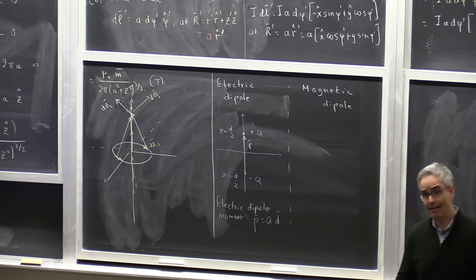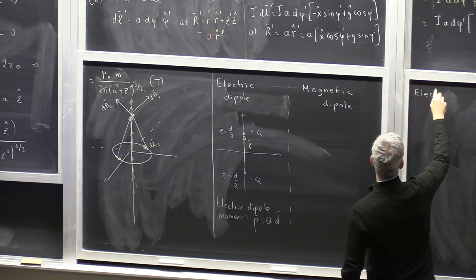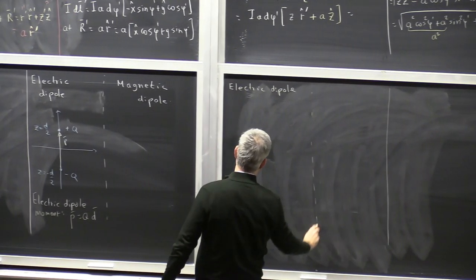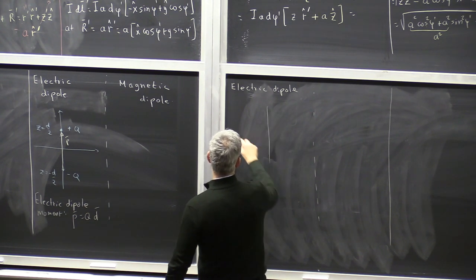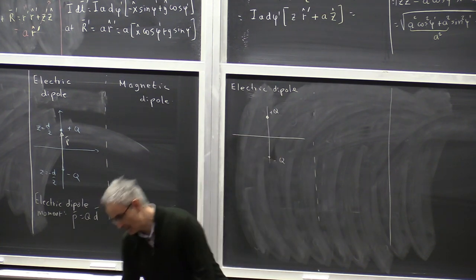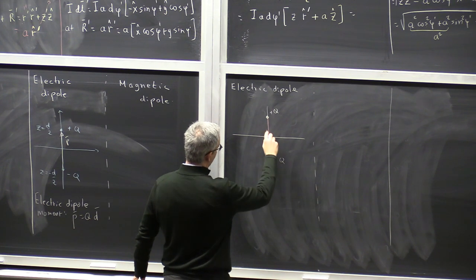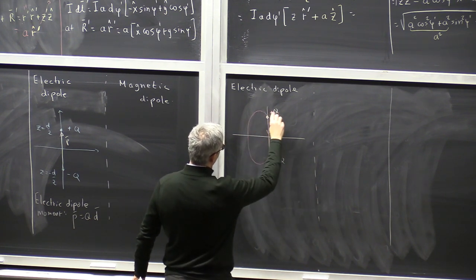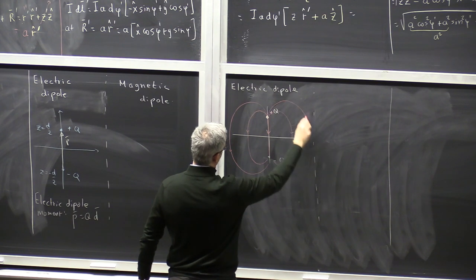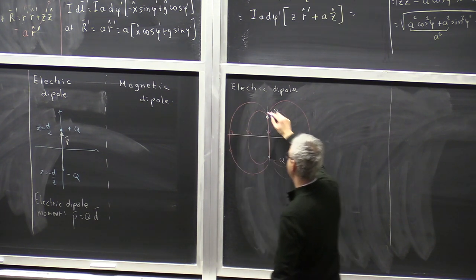We calculated the fields that this dipole produces. So I continue here with the electric dipole. We had done this calculation using the potential, the electric scalar potential. And we showed that the electric field lines were pointing like this, always from the positive charge to the negative charge. And in fact, they were hitting the mid-plane at 90 degrees.